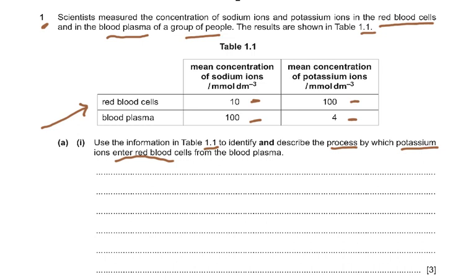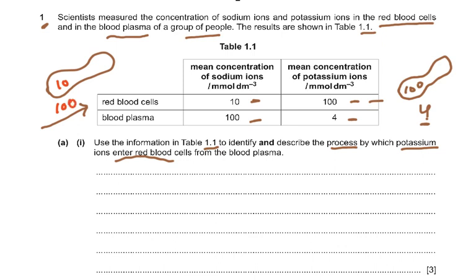Concentration of potassium ion in the red blood cell was 100. So this is the red blood cell, and inside it was 100, and outside in the plasma it was 4. So always do this little diagram. You can write on the paper. Who says you can't write on the paper? So inside the red blood cell it was 100, and the plasma it was 4. And the sodium ions, what was in the sodium ions? The sodium ions inside the red blood cells were 10, and in the plasma they were 100.